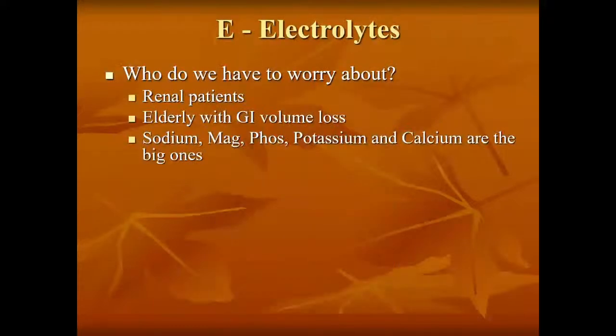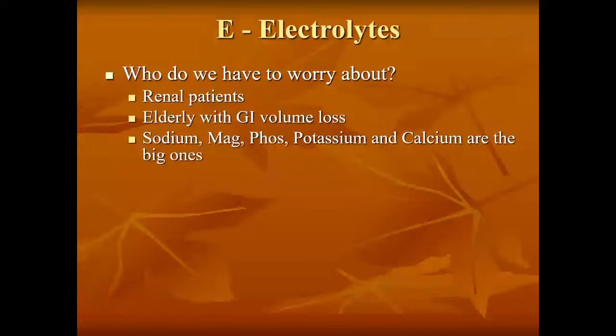All right, electrolytes. What patients do we have to worry about for this? So these are going to be our renal patients and then elderly patients with GI volume loss. We get a lot of patients that are on antibiotics a lot. It's not uncommon to see them with C. diff or anything, some E. coli, salmonella. We see that a lot. Even Campylobacter we've been seeing a lot. I'm not sure why recently. I've seen 3 or 4 patients with that.